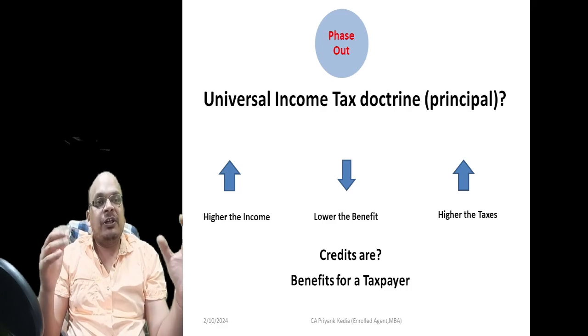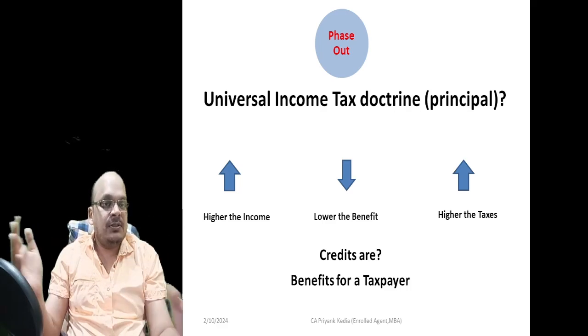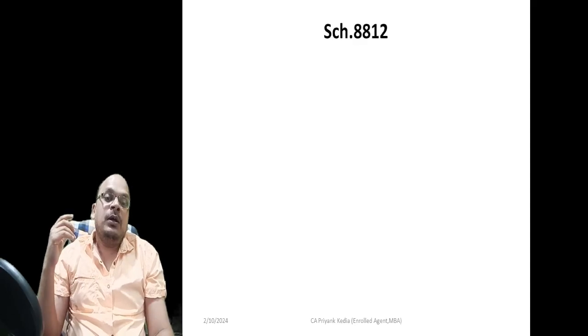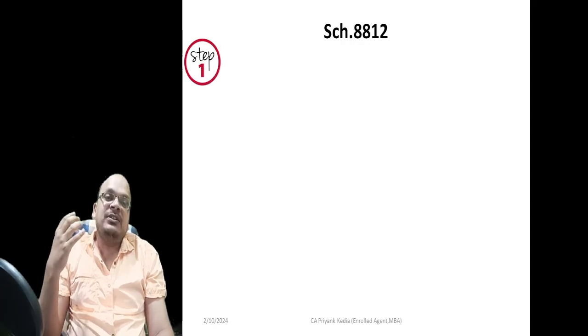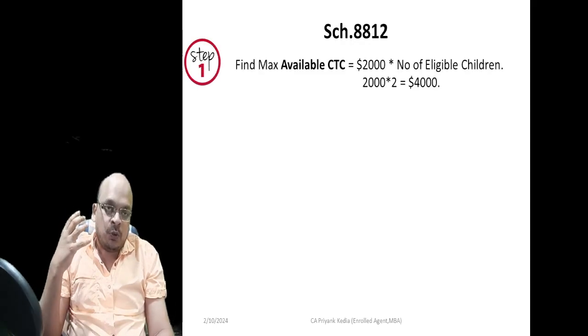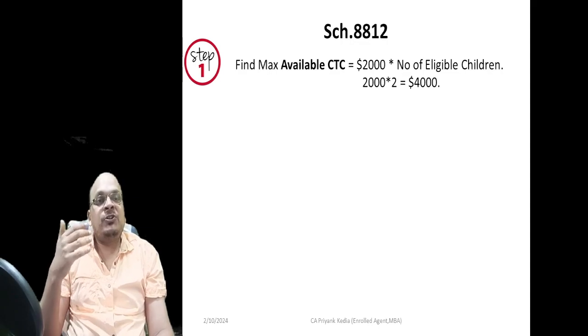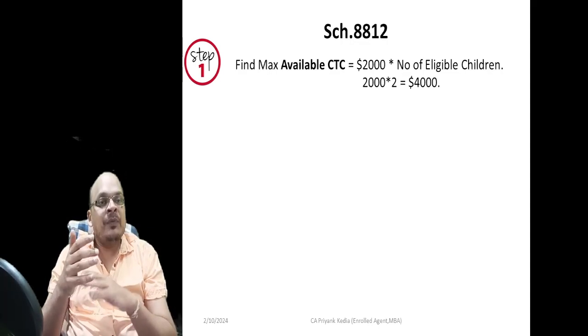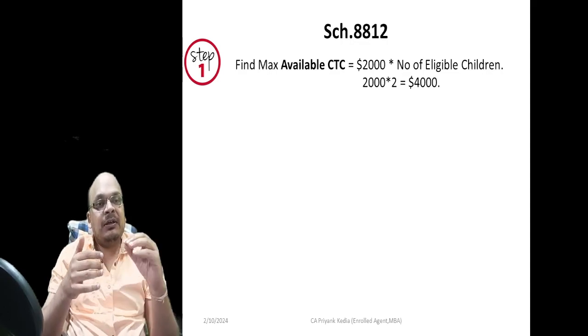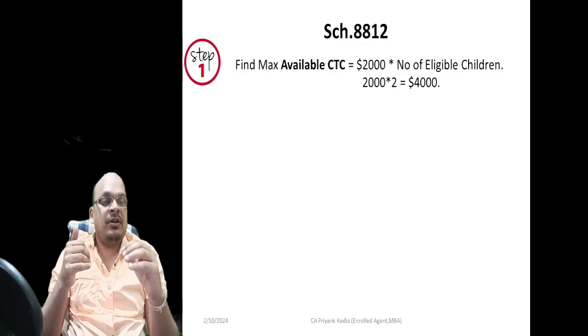It simply means reduction of benefits due to rise in income. That's it. Now let's talk about the calculation aspects. So the first thing which you'll have to look into is Schedule 8812. In this, the first step towards calculation of this credit is to find the maximum available child tax credit for a particular taxpayer. And for that, we need the eligible children which the taxpayer has.